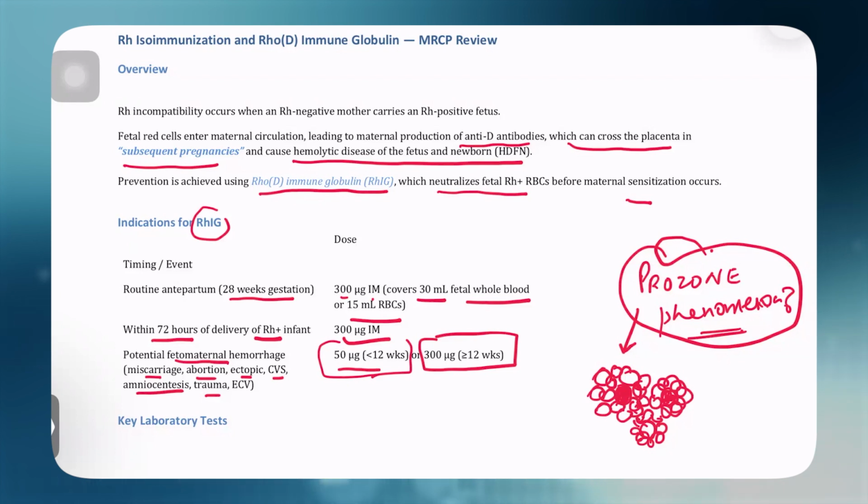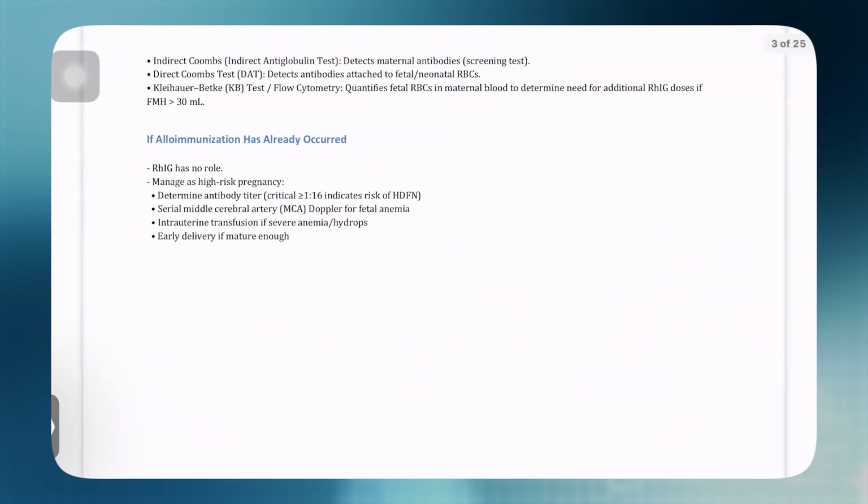12 weeks of pregnancy. So what are the key laboratory tests? You send the indirect Coombs test, the indirect antiglobulin test, that detects the maternal antibodies. It's a screening test. The direct Coombs test detects antibodies attached to the fetal or neonatal RBCs. Then there is the KB test or Kleihauer-Betke test, or flow cytometry, which quantifies how much fetal RBC in maternal blood are there, to determine the need for any additional dose.